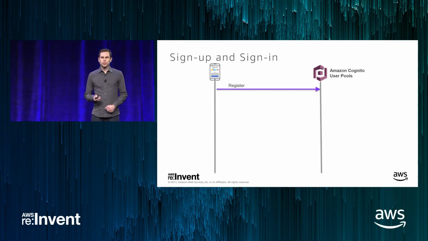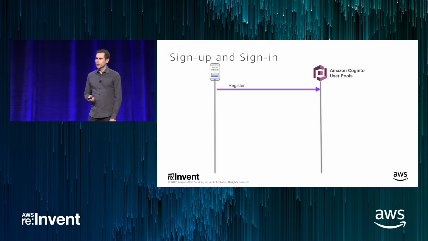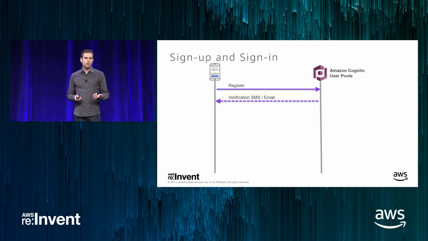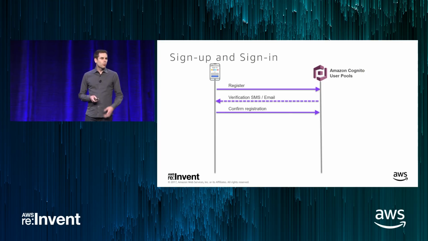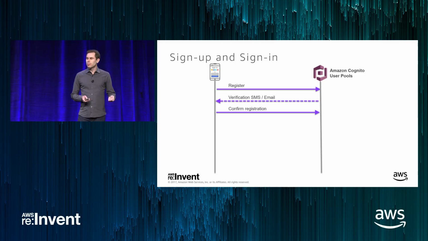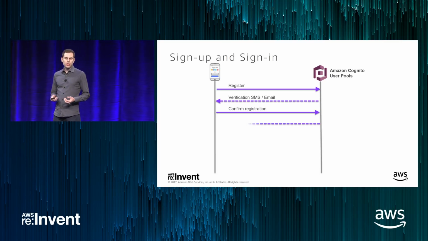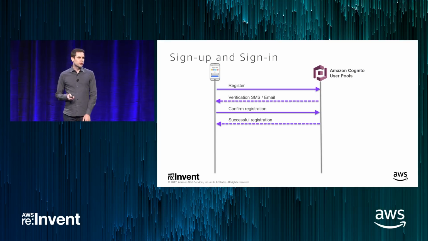So it all starts, of course, with sending the user's information for registration. And then you can optionally set up the requirement to validate either a customer's email or their phone number via SMS, as a validation built into the service. And then from there, once they've actually taken the code that they got back via email or SMS and confirmed their registration, only then do you have a successful confirmed user which can actually authenticate.